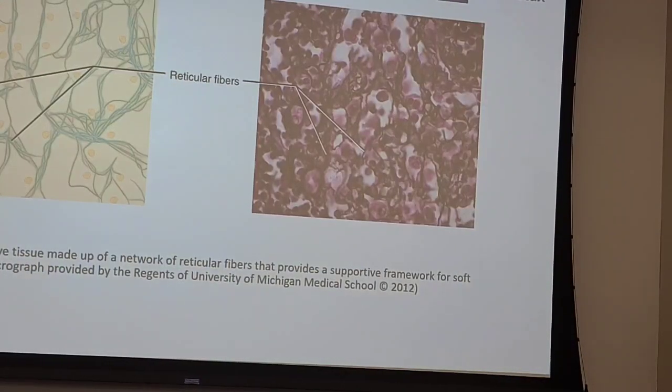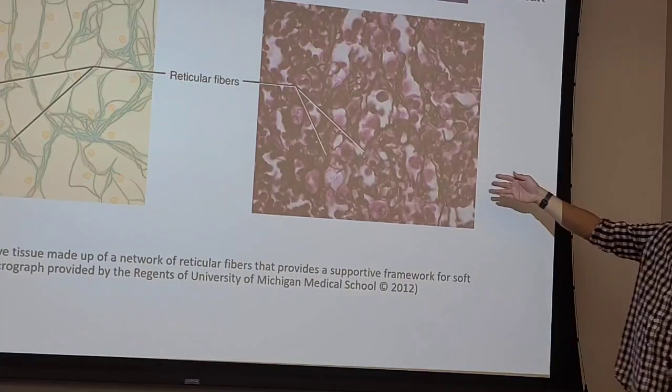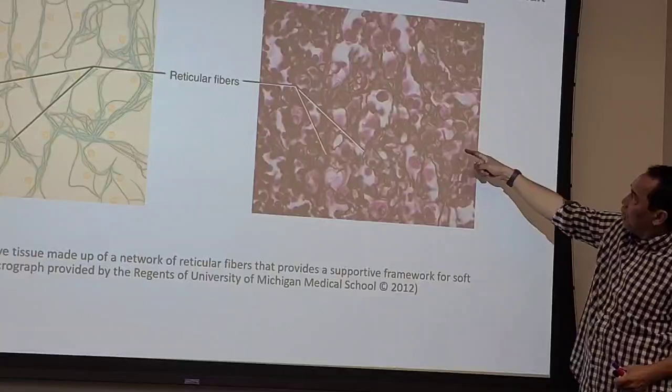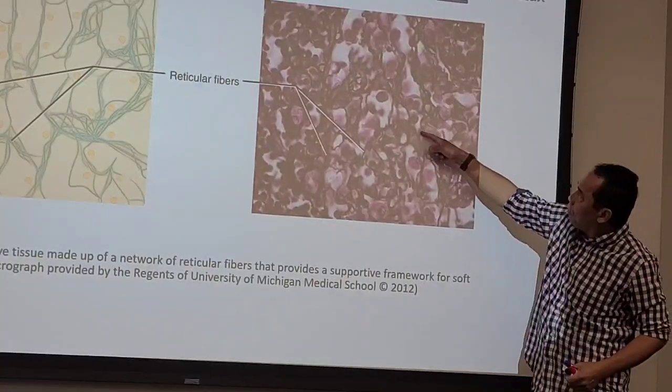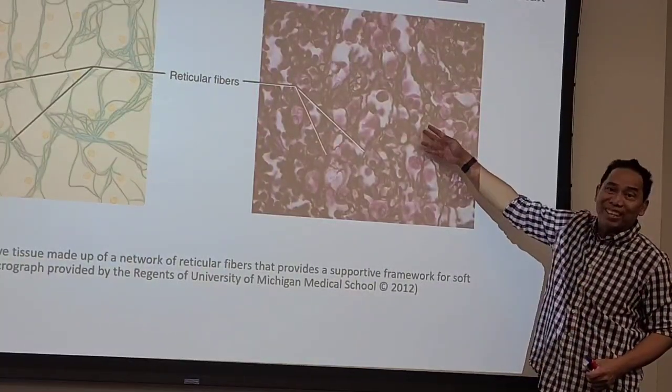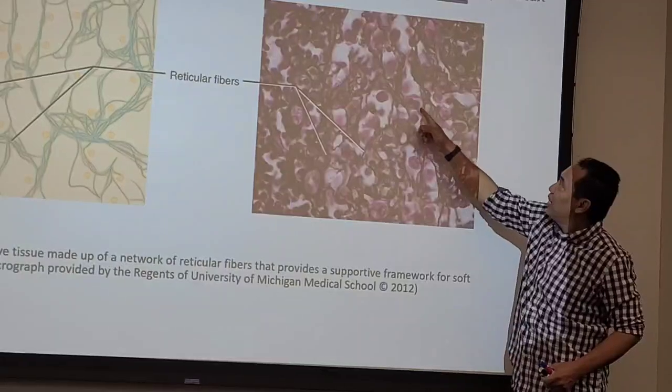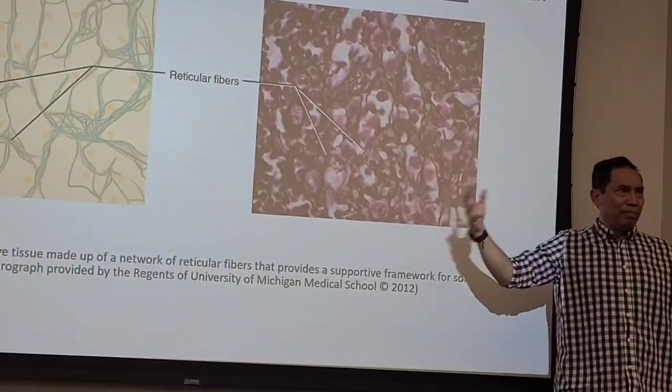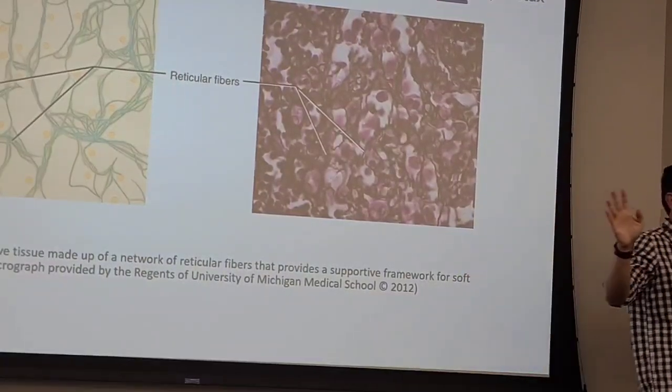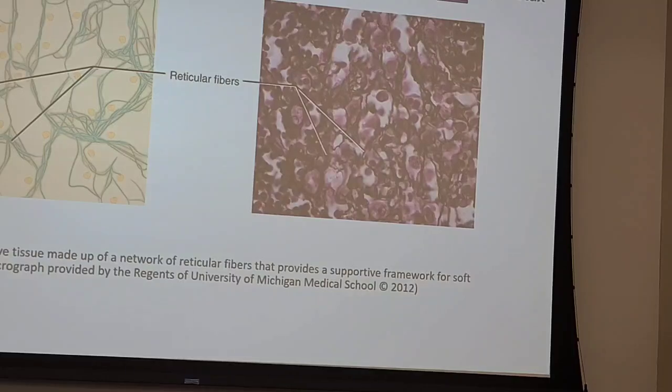This is reticular, which is loose connective tissue. This actually comes from the spleen. If you see that one, most of the fiber will be reticular fiber. This is a cell, another cell, another cell, another cell. They do not bind together. The cells are separated. Okay.